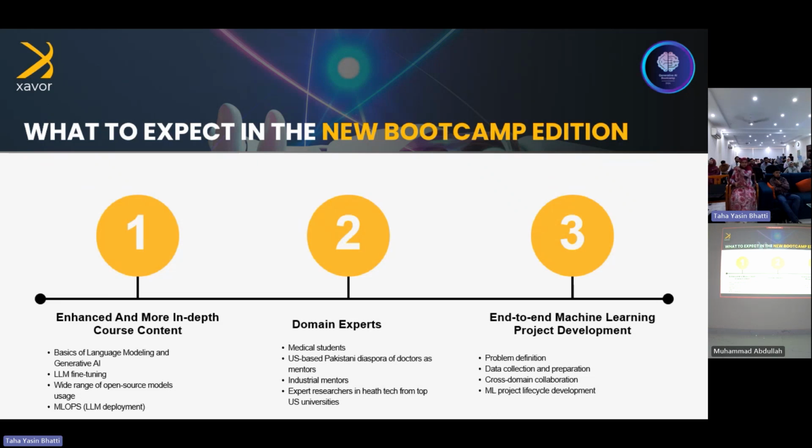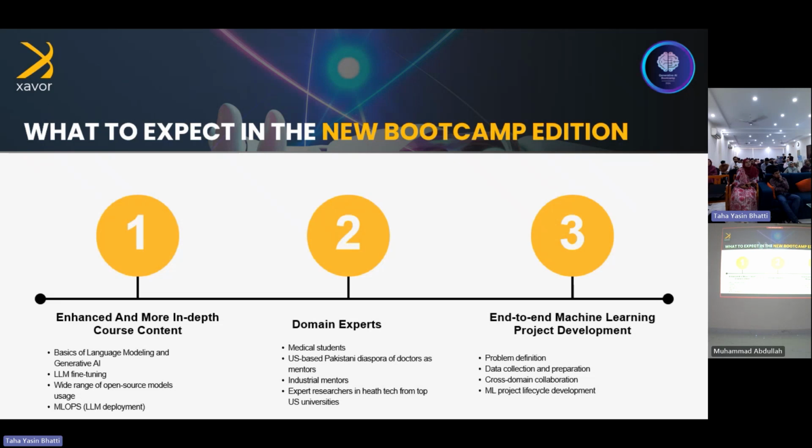Talking about the content, this time, based on the feedback we got from the students, we now have the basics of language modeling and generative AI as part of the course. So how the large language model came into existence, the concept of transformers, natural language processing, what is unigram, bigram, things like that. All of that would be part of it.